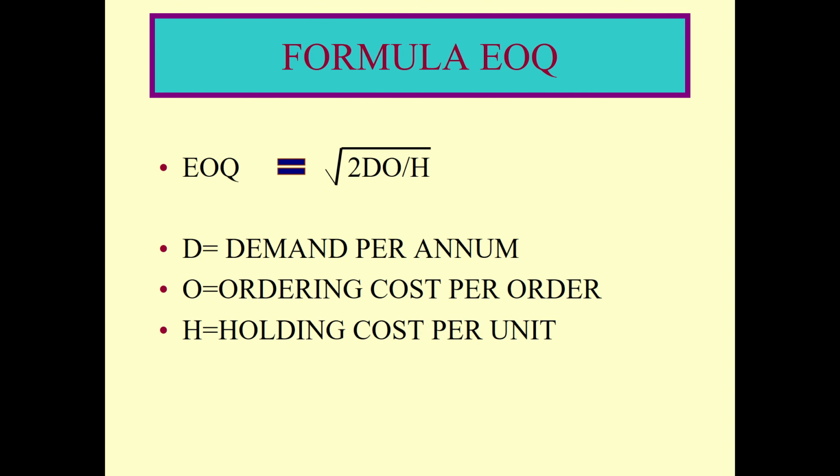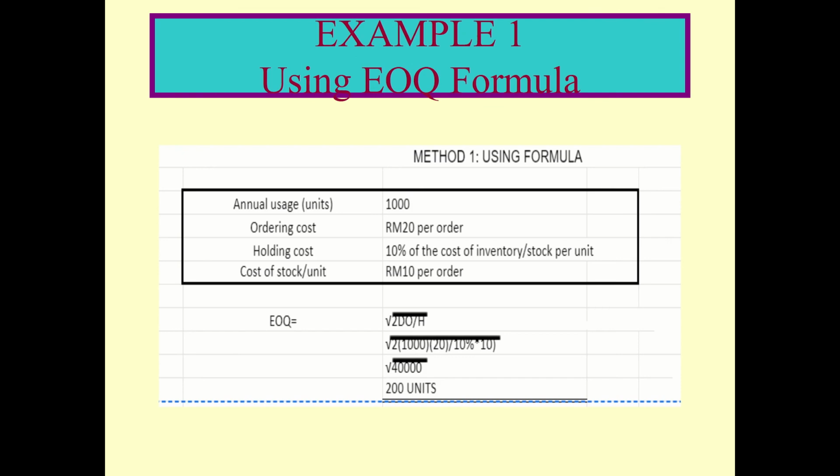Next, we go to the formula for calculating the EOQ. So the formula is the square root of 2DO divided by H, where D is the demand, O is the ordering cost per order, and H is the holding cost per unit. Let's look at the application of the EOQ formula for the same example discussed earlier.